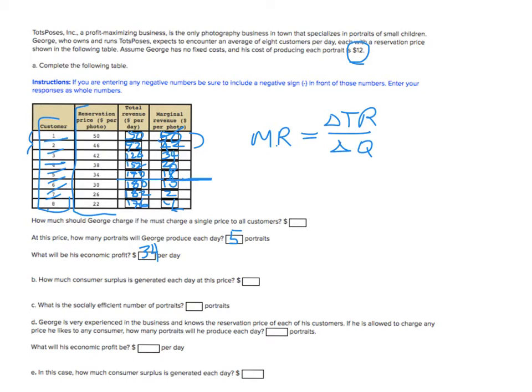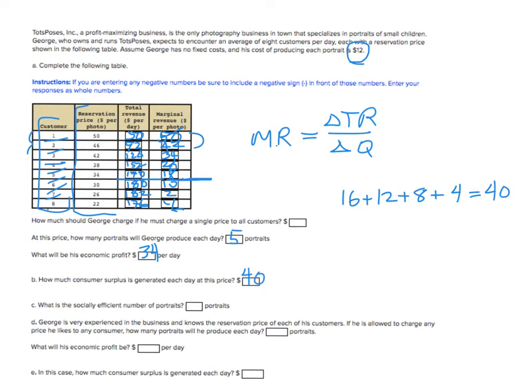How much consumer surplus is generated at this price? Notice that the first customer would have paid 50, but he only had to pay 34, so that's 16. And the second customer would have paid 46, but only paid 34, so 12, plus 8, plus 4. The person that would have paid 38 and only paid 34 got 4. So this is, let's see, 16 plus 4 is 20, 12 plus 8 is 20. That's $40 of consumer surplus at this price.